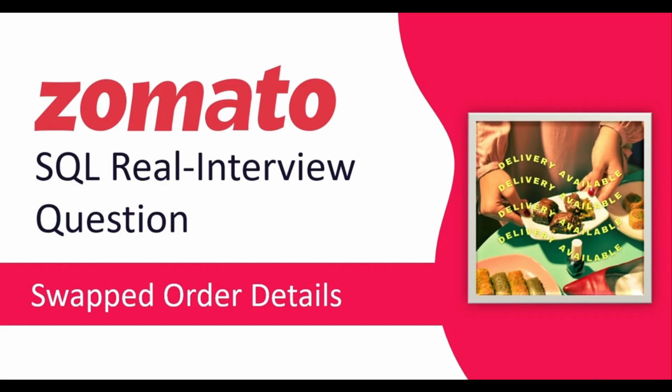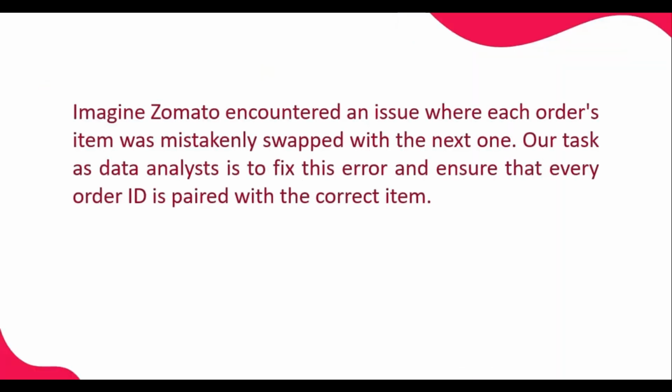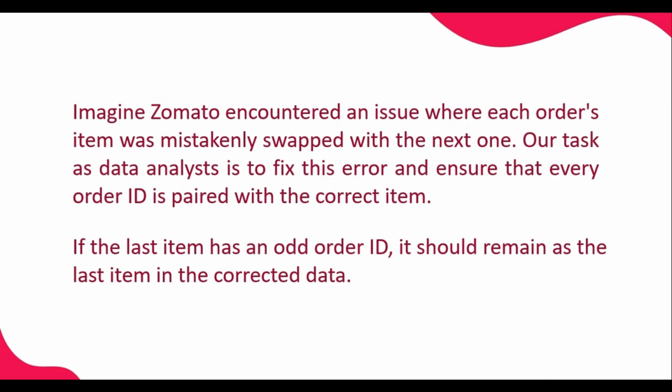So the question is about correcting a swapping error in Zomato's order database. Just imagine that Zomato encountered an issue where each order item was mistakenly swapped with the next one. Our task as a data analyst is to fix this error and ensure that every order ID is paired with the correct item. Also, if the last item has an odd order ID, it should remain as it is. That means the last item should remain as it is in the corrected data.